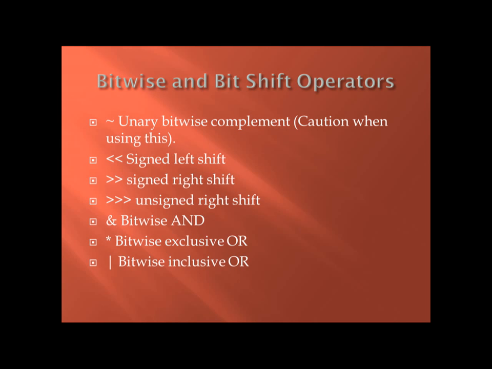Alright, next is bitwise and bit shift operators. Now, this sign is the unary bitwise complement. How it works is, you type a number, and then it will convert to bits. It could be 8 bits, 16 bits, but 8 bits by default.